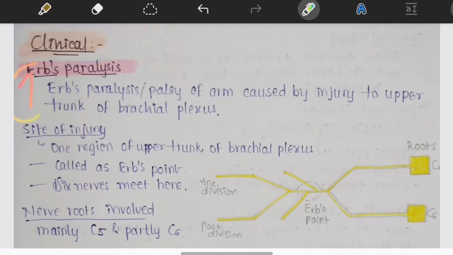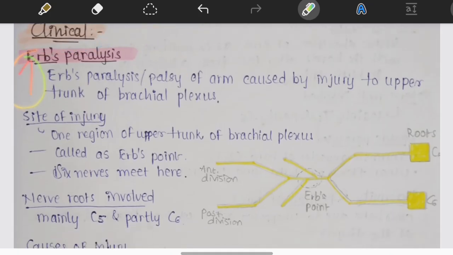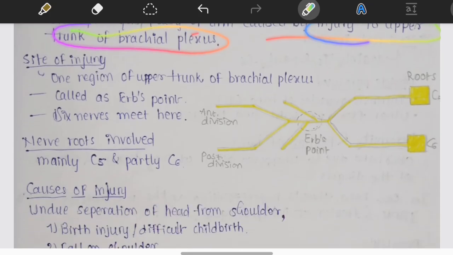First one is Erb's palsy, or Erb's paralysis. It is caused by injury of the upper trunk of the brachial plexus. Here this is the site of injury. It is the roots C5 and C6, and here is the joint, and here are the two branches of the C5 and C6 upper trunk.